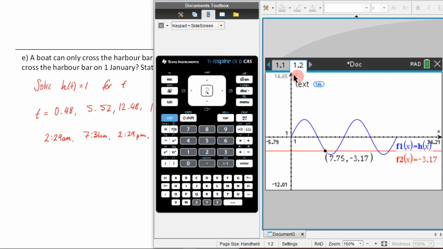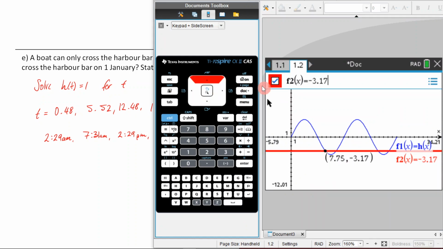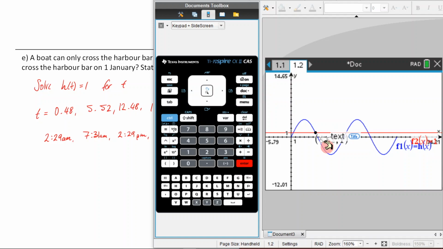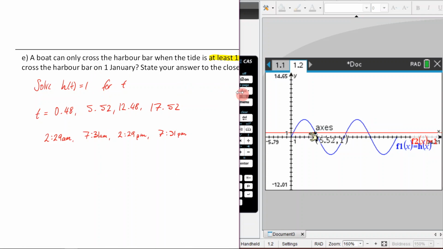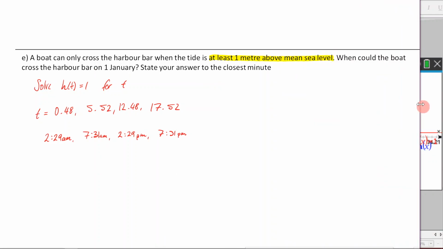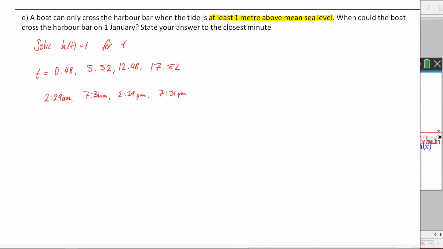If we come back to this for a moment, we can get a good picture of what's going on here. If I come here, I go 1. And you can see here, it's giving me 5:52, so that's that time right there. Anytime I'm between the intersection points, the tide is high enough for it to enter, because the boat can only enter the harbor when the tide is at least 1 meter above the sea level. So when can the boat cross? It can cross, and this is where we're going to have to write things in words.